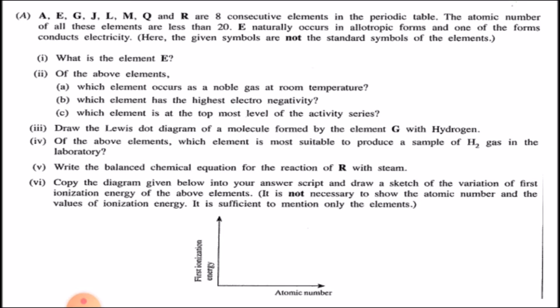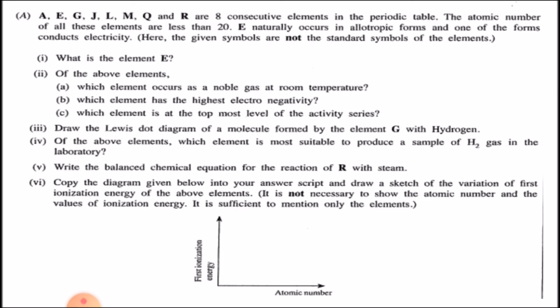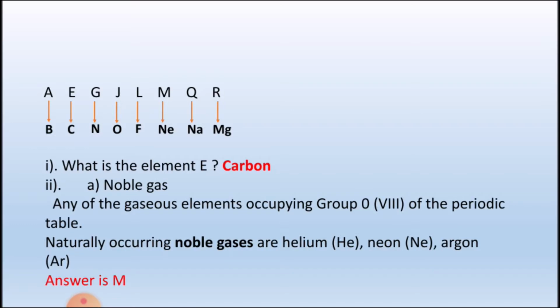So the first question is, what is the element E? The answer is carbon. Then in the second question they ask, part A, noble gas at room temperature. Obviously, that is neon. But here they have not given the answers in standard symbols. Therefore we have to mention the answer in the symbol that they have given to each element. Therefore the actual answer is M.